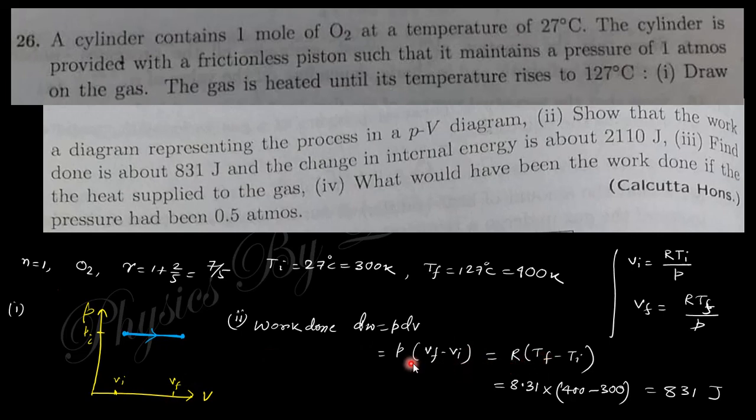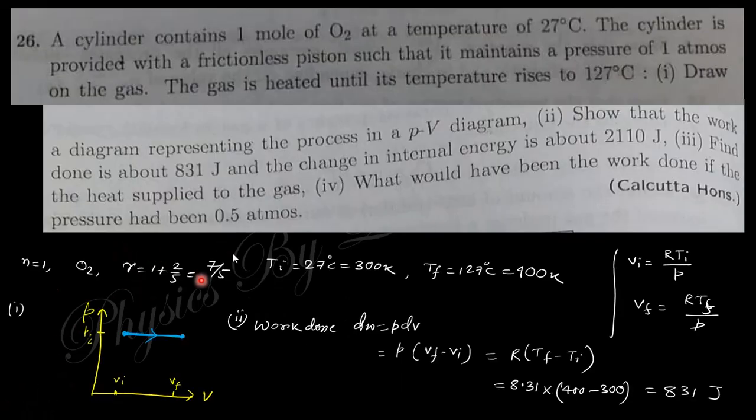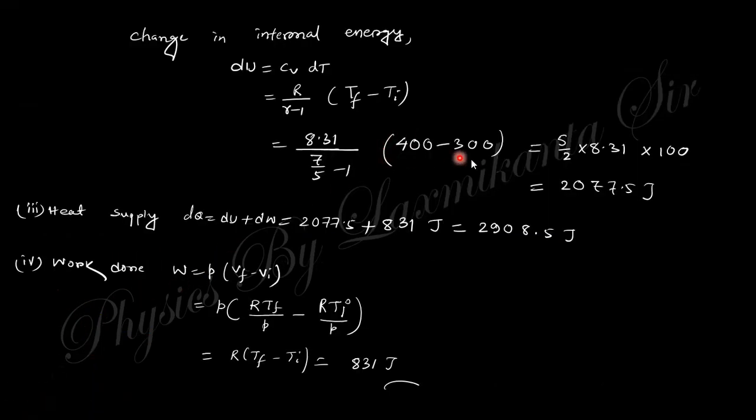And you know PV equals RT. So R T_f minus R T_i, so the temperature change. So this is the work done. And the internal energy is about like that. Internal energy is Cv dT, Cv equals R by gamma minus 1, times T_f minus T_i. Gamma is 7 by 5 because this is oxygen, diatomic. So this is 7 minus 5. So this is the internal energy change.